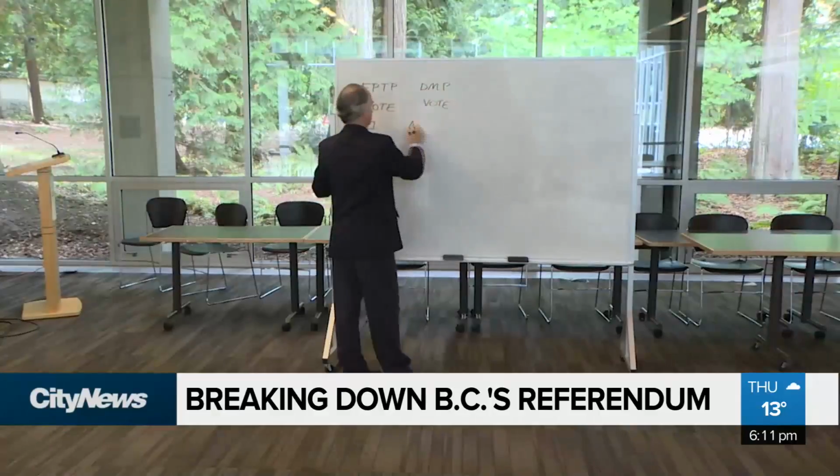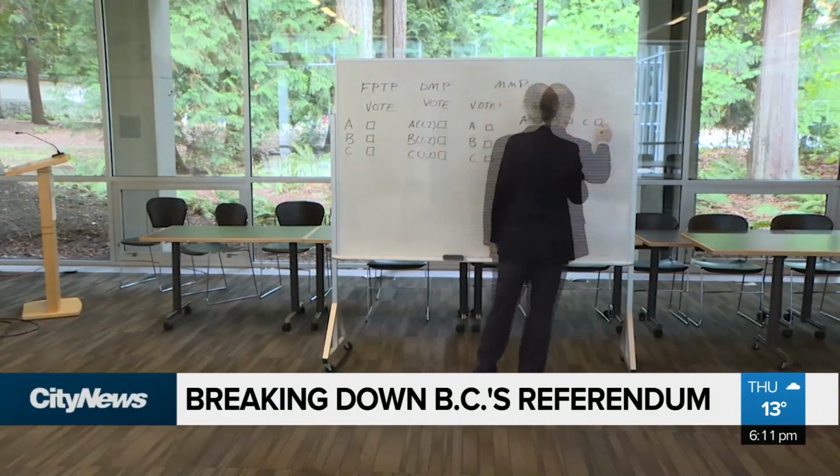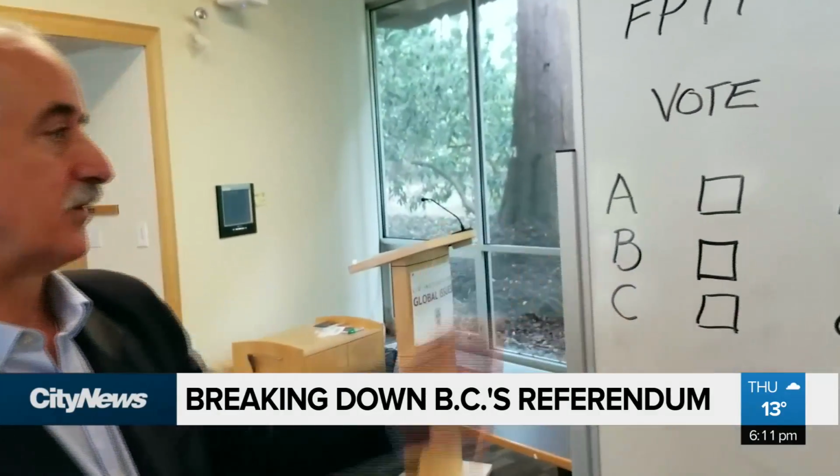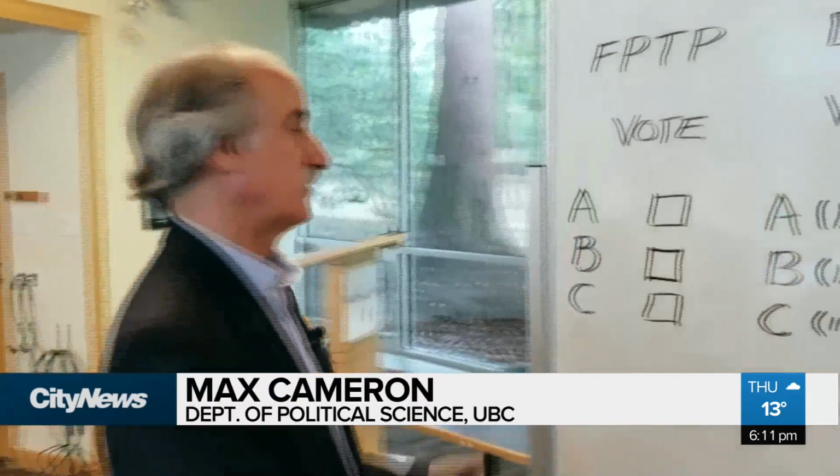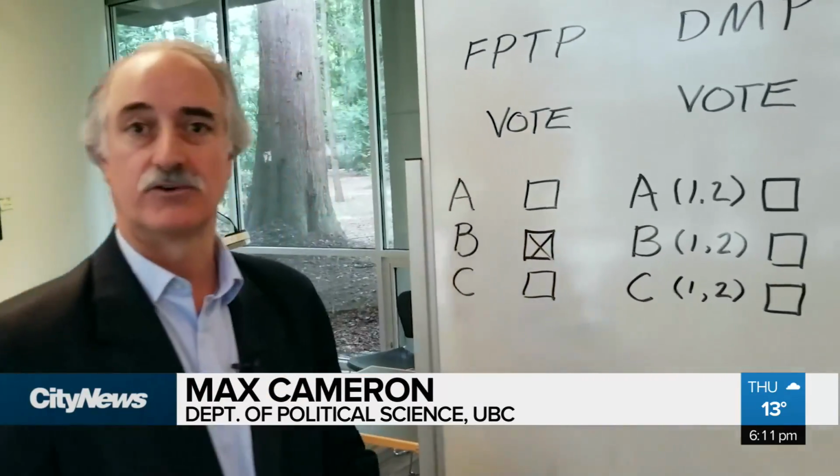There will be 4 options on the table: 3 proportional systems, as well as staying with the first-past-the-post system currently in use. Super simple. You have 3 candidates. You mark your ballot for the candidate you prefer. If that candidate gets the most votes, they carry the seat.